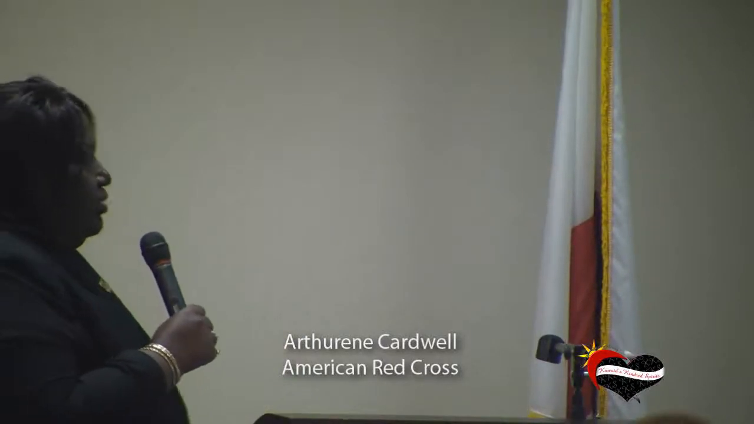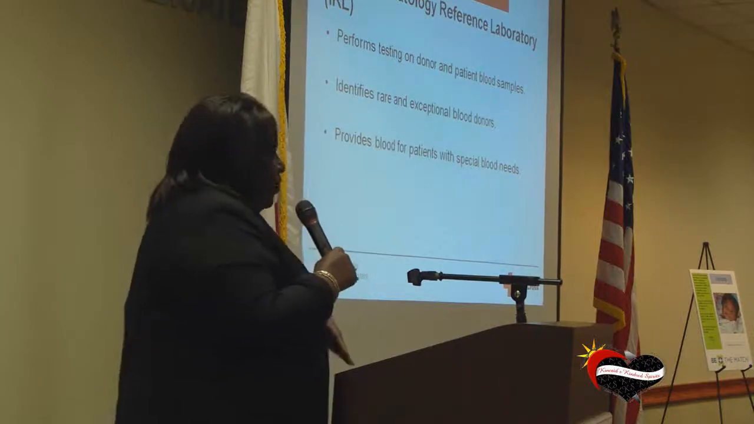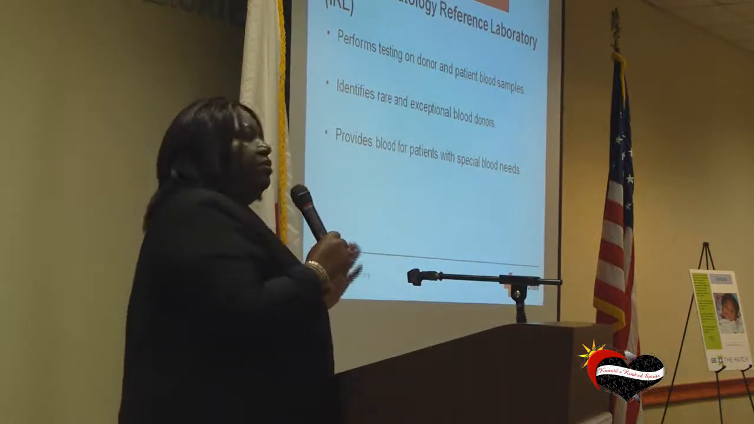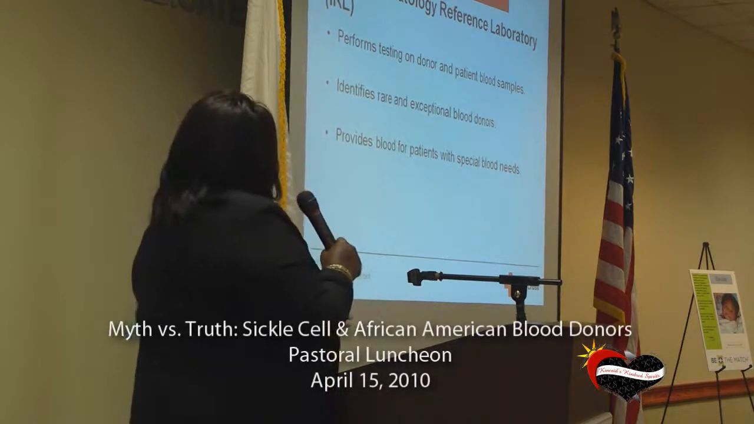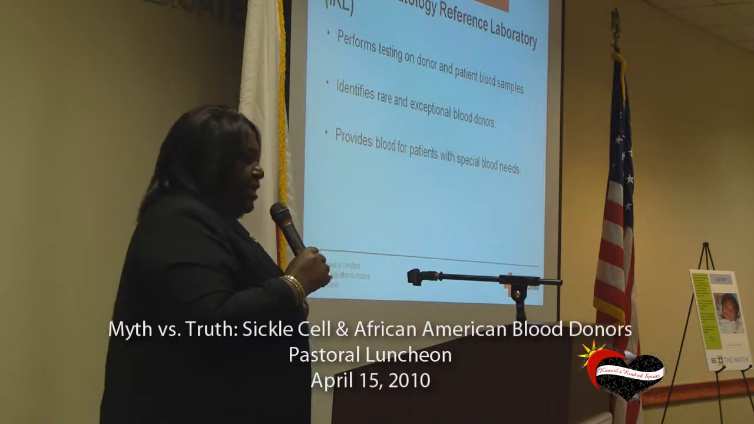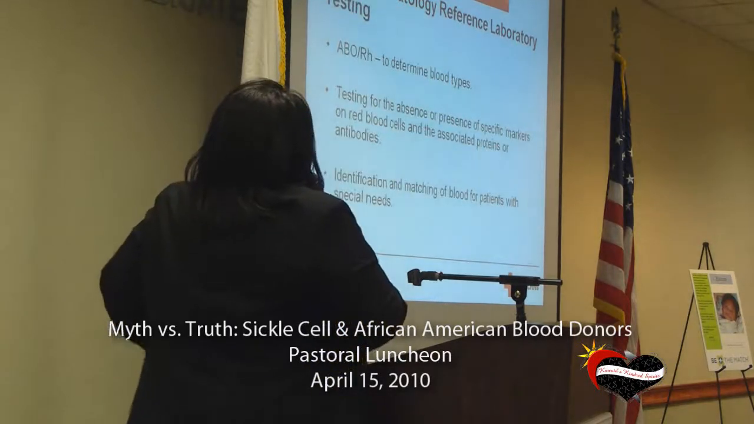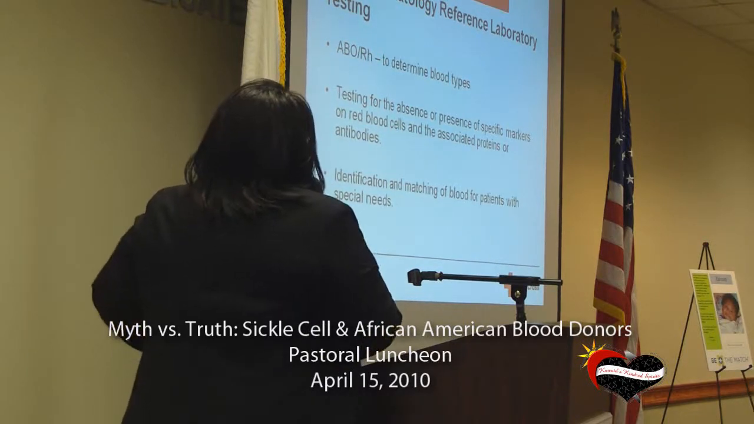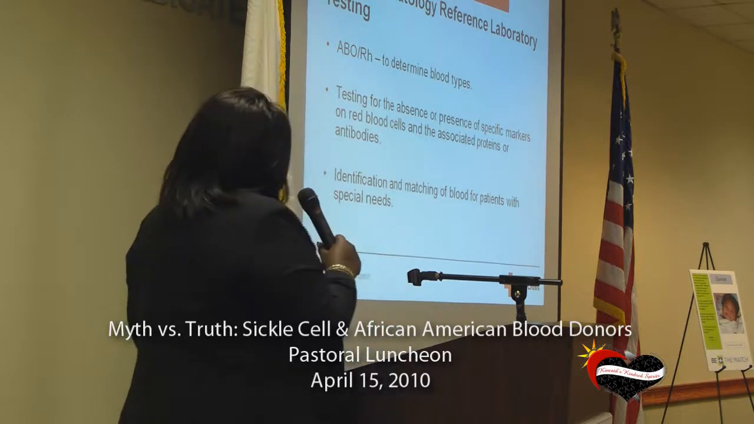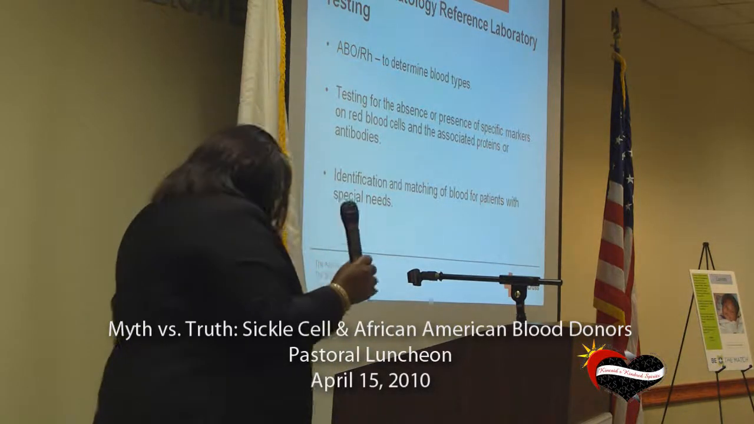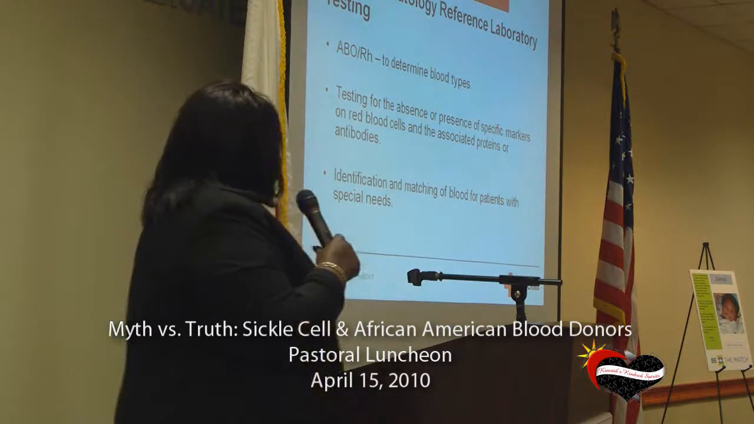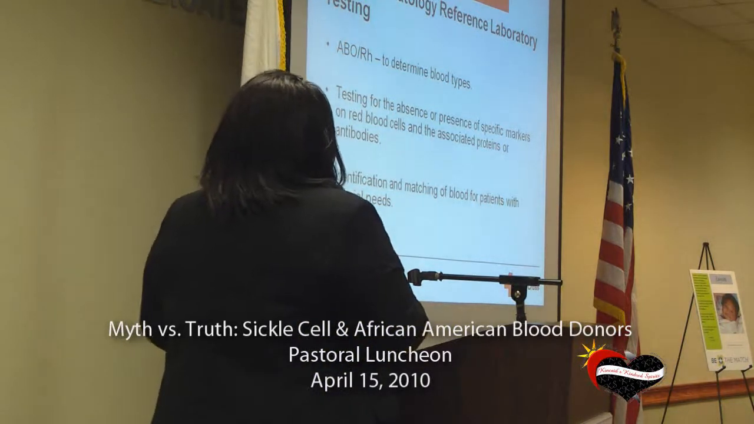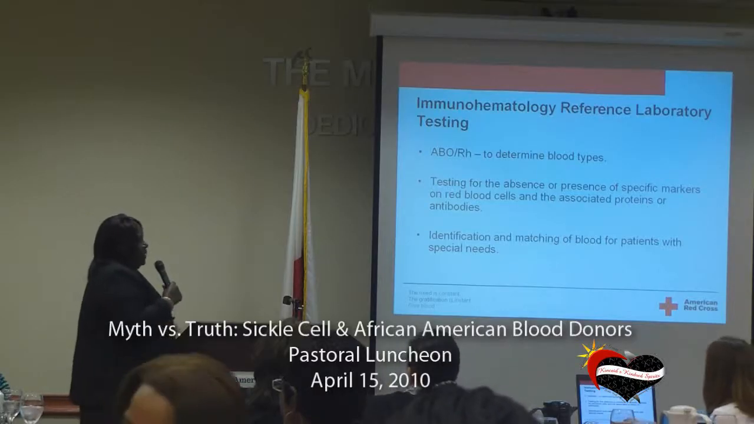Here at the American Red Cross, we have an immunohematology reference laboratory where we are able to test the blood that is donated and identify the rare donors and help with the patient samples that we receive from the hospitals. We do the ABO-RH testing to determine what type the blood is, and we do testing for the absence or the presence of specific markers on the red cells. We also help to match blood for patients with special needs.